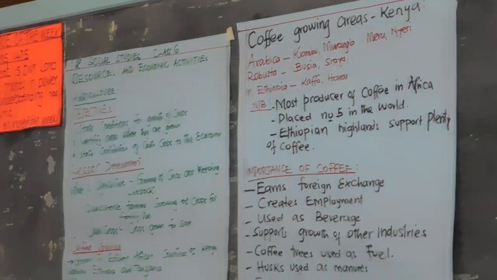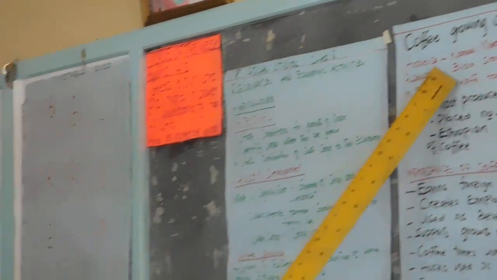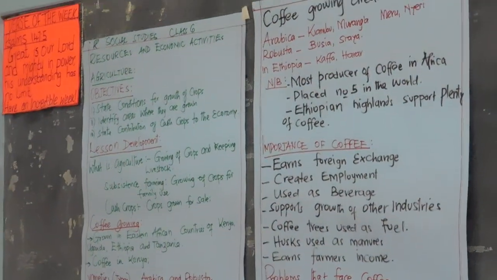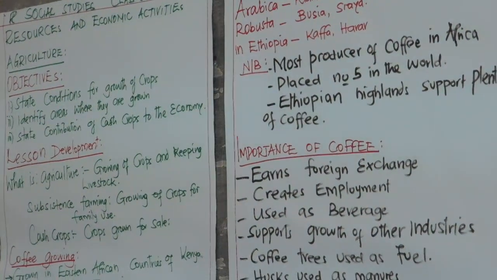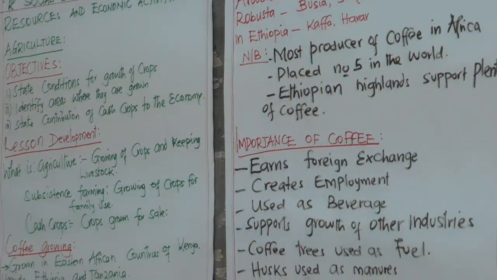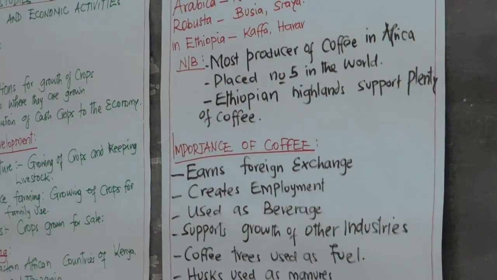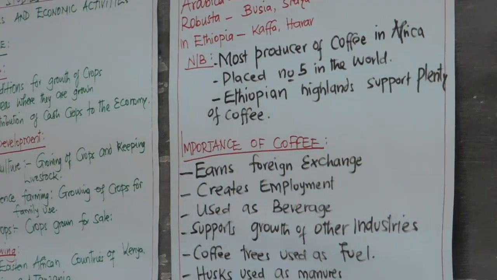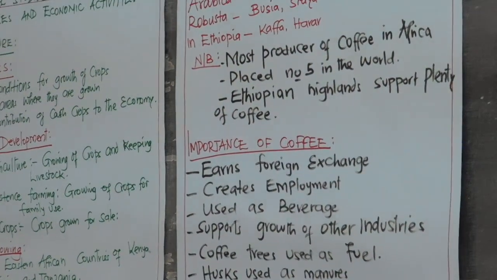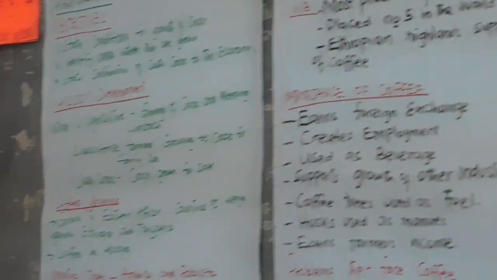Boys and girls, Robusta coffee is found in Busia and Siaya, while this same coffee is grown in the Ethiopian region of Kaffa and Harar. Let's note that Ethiopia is the largest coffee producer in Africa, and it is placed number 5 in the world. Of course, number 1 has been Brazil for a long, long time. The Ethiopian highlands is the area where you find the Kaffa and Harar regions.